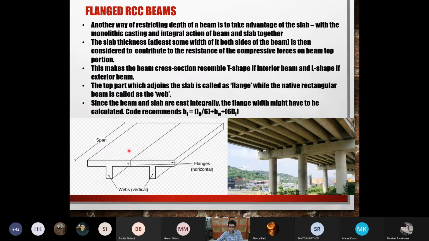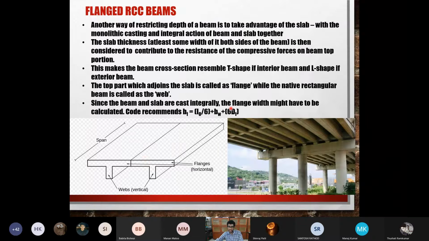These terms, flange and web, you will come across very often, not only for T beams. When you go to steel design, you will have I sections, channel sections and things like this, steel sections. So there also you will frequently come across these terms, flange and web.